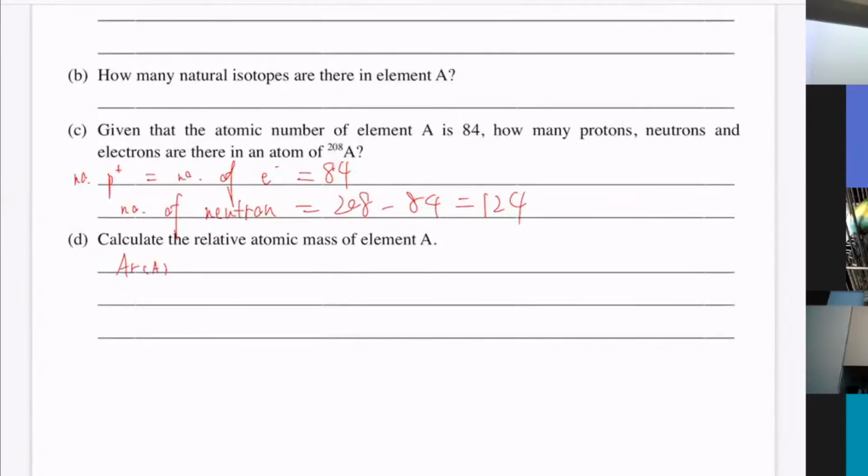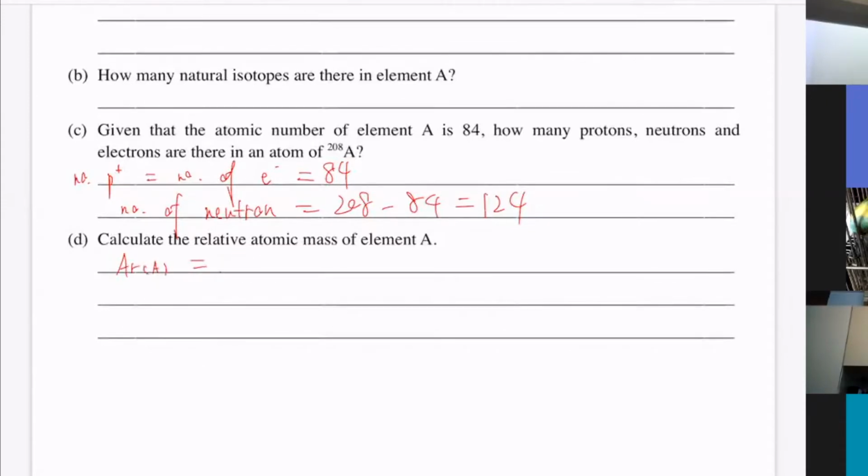20.722. 20.7. Sorry, what? 22? I think so. I'm not sure. Okay, could you read out your equation?